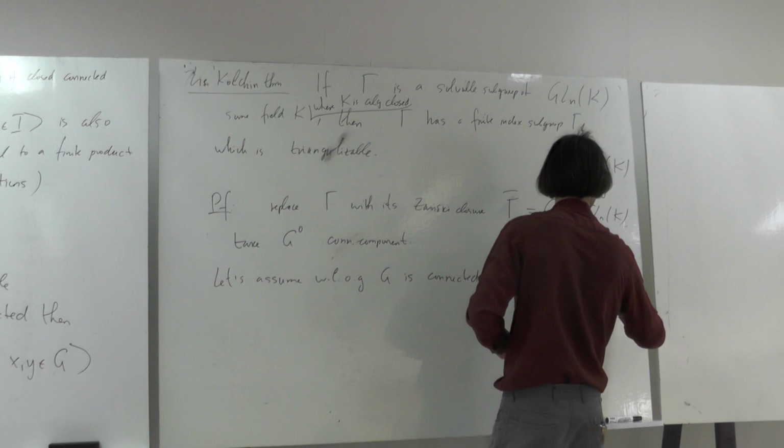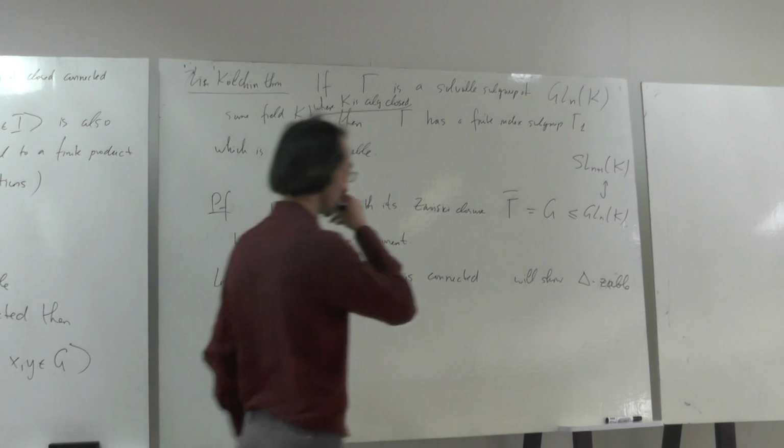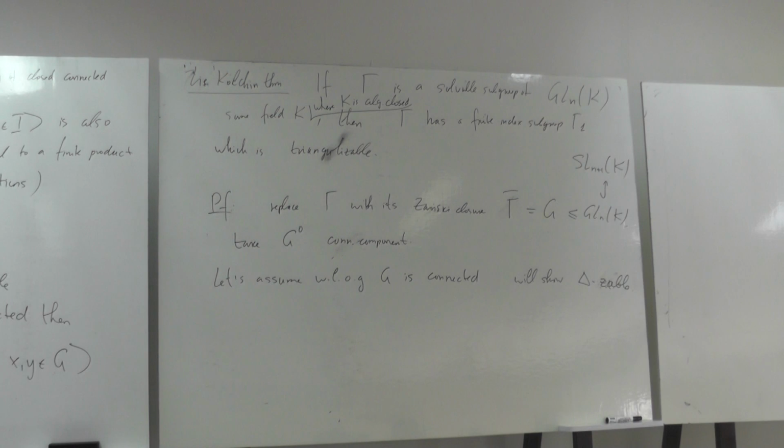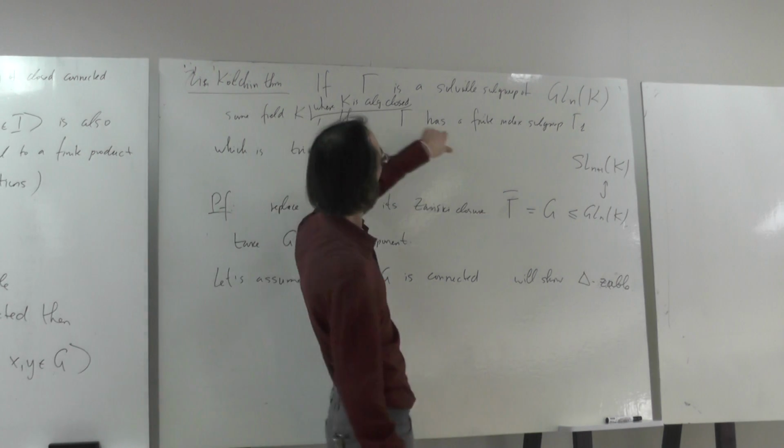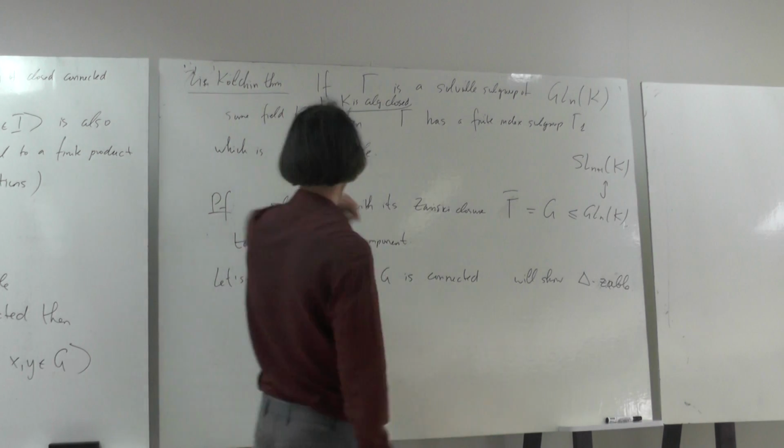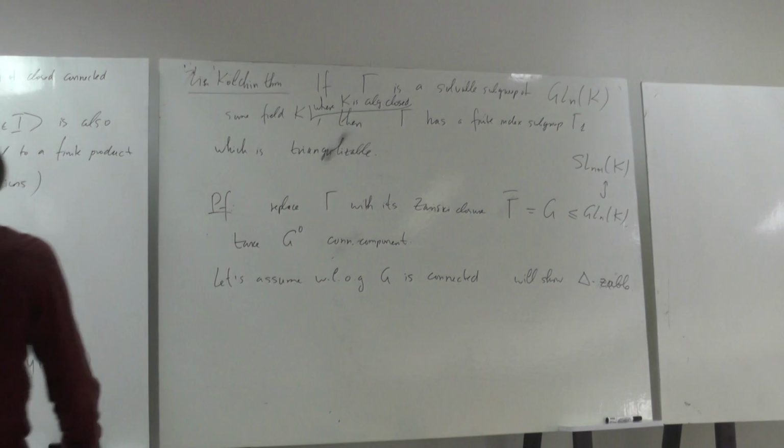Triangulizable. So you actually will show that the connected component is triangulizable, and because it has finite index, this will intersect gamma in a finite index subgroup of gamma 1. Okay.